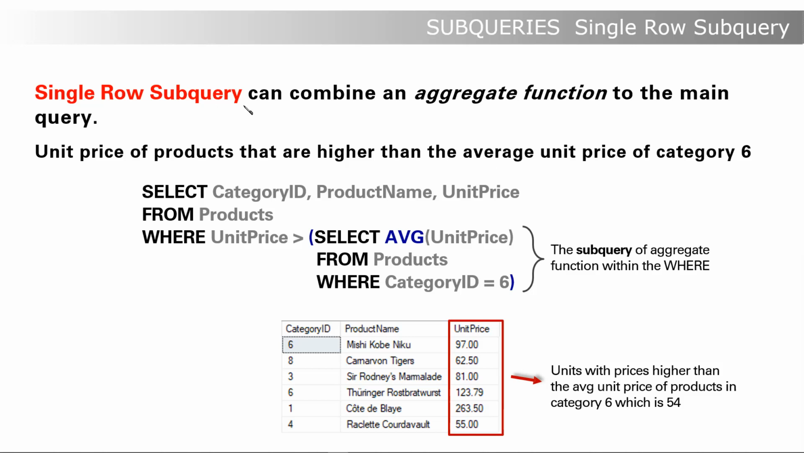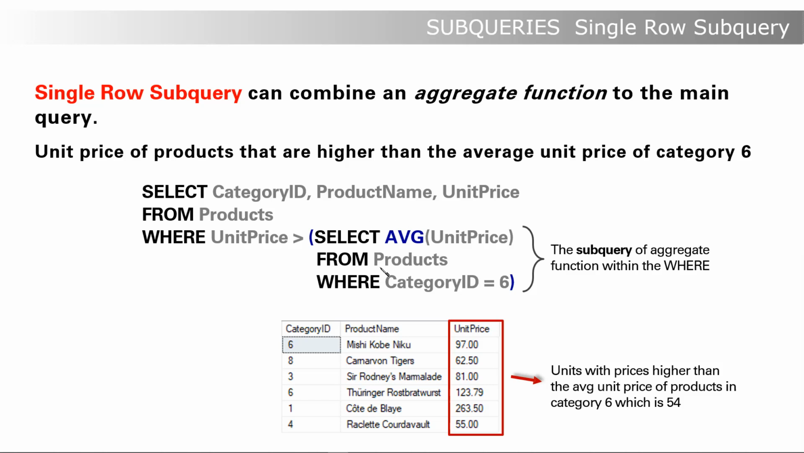In this lesson, we will see that a single row subquery can combine an aggregate function with the main query. Let's see an example: unit price of products that are higher than the average unit price of category 6. So we're talking about an aggregate function. We have select category ID, product name, unit price from products, but we want to get all this data that the unit price is higher than the average unit price of category 6.